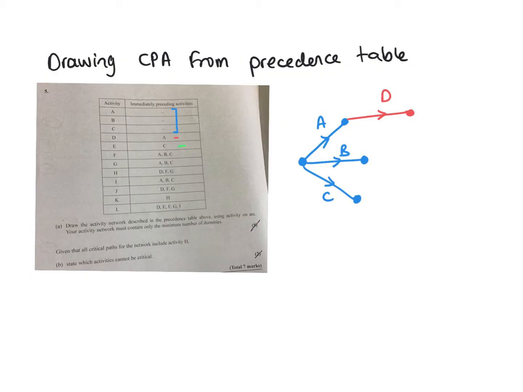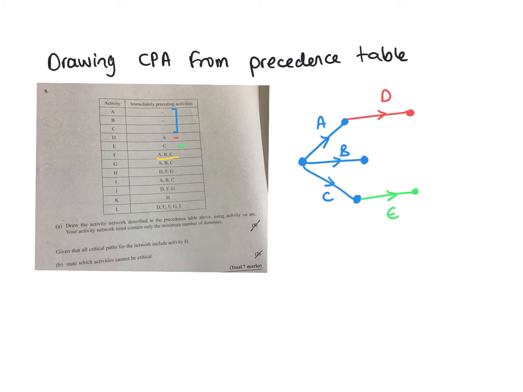E has to come from C. Perfect. Okay, now it's worth 5 marks. You probably get another mark here, but I have no idea. It's a funky E.